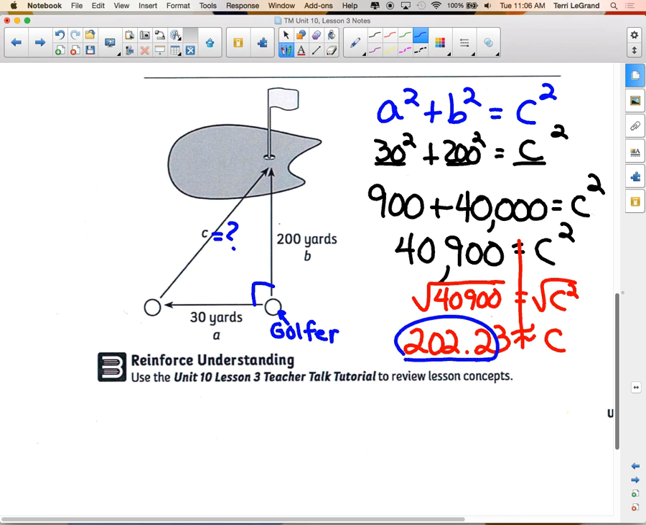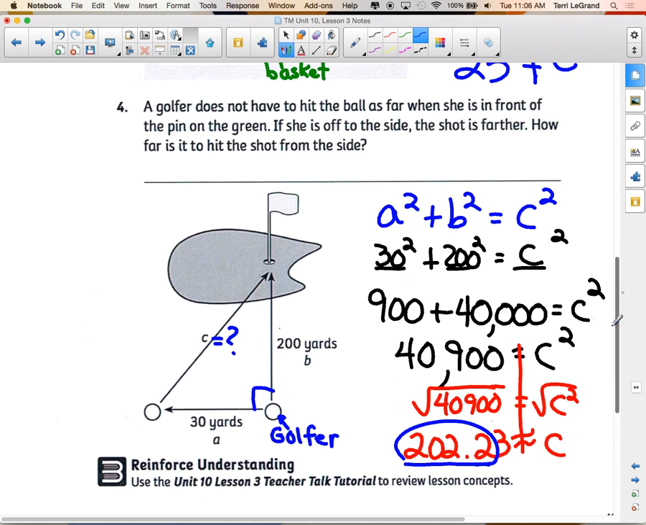So we're going to answer the question. How far is it to hit the shot from the side? It is about, because we rounded, it is about 202 and 2/10 what? Yards. Don't abbreviate. It is about 202 and 2/10 yards. We'll just call that one.